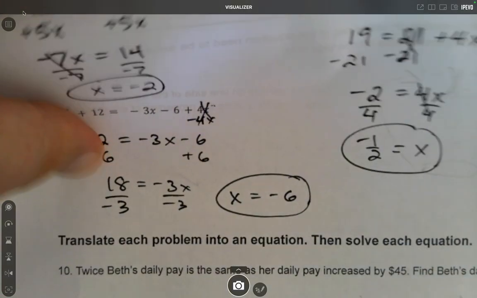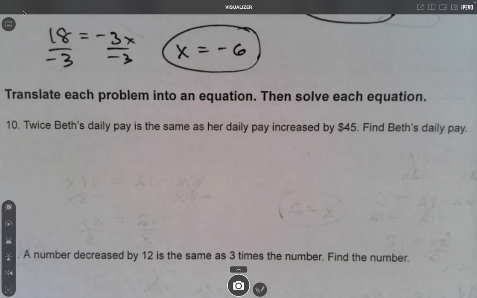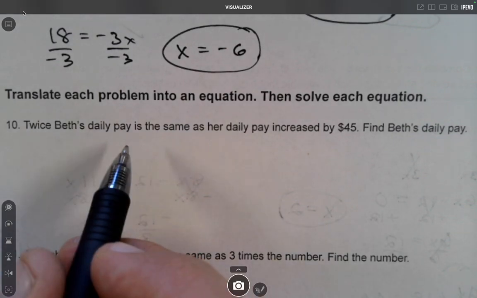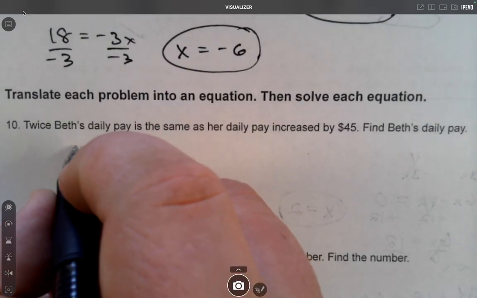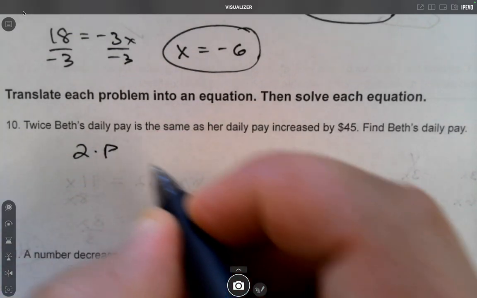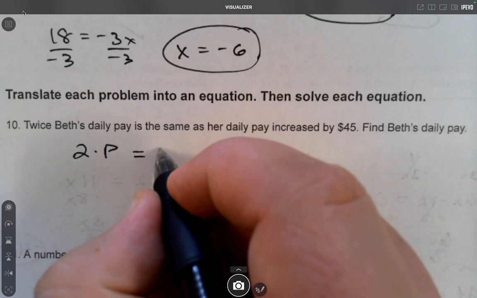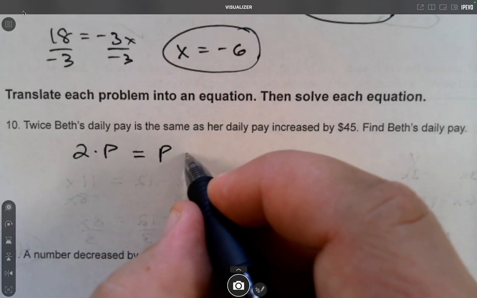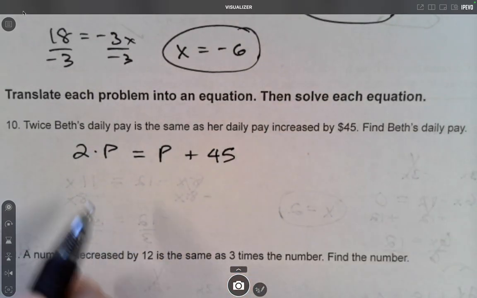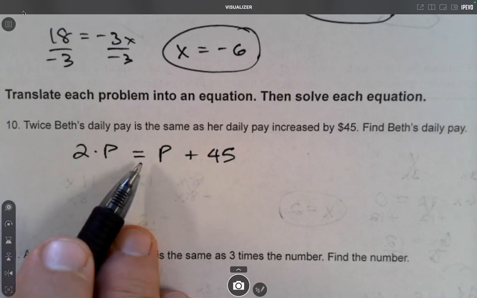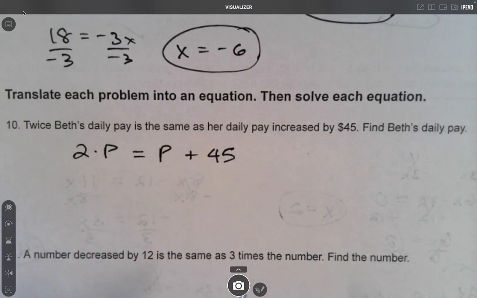Okay, last 3 problems. I know there's words, but they actually won't take very long at all. So twice Beth's daily pay. So let's start there. I'll just use P for pay. Twice her pay, so 2 times her pay, equals her daily pay, P, increased by, plus 45. So twice Beth's daily pay is the same as her daily pay plus 45. So find P, Beth's daily pay.